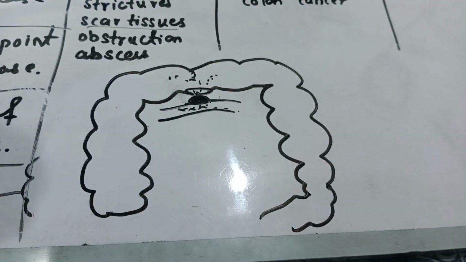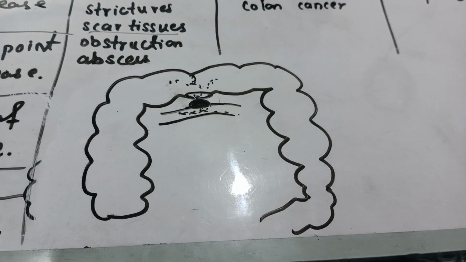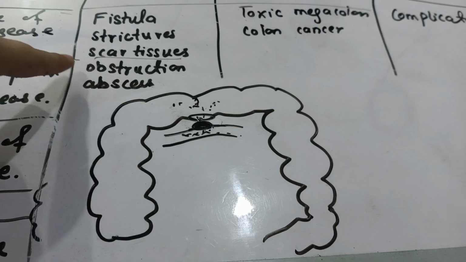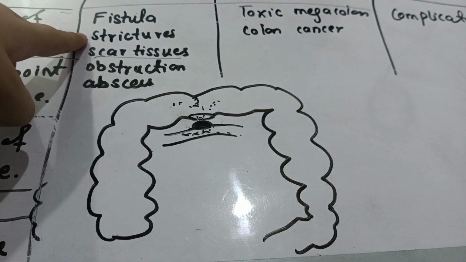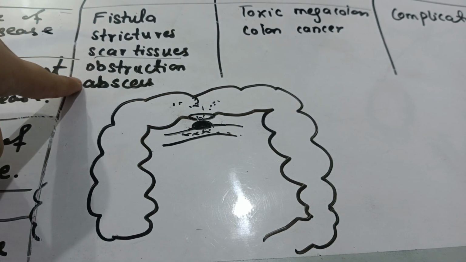Now the scar tissues will also be observed as a complication. Lastly, obstruction will happen here, which is similar to the strictures. And lastly there are abscesses.